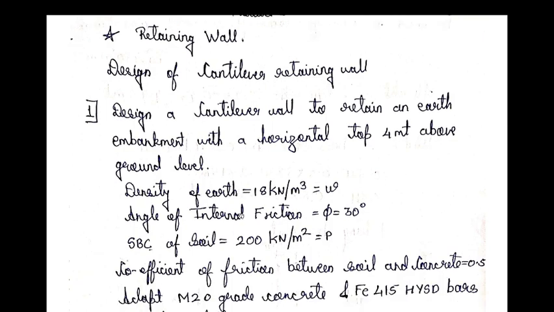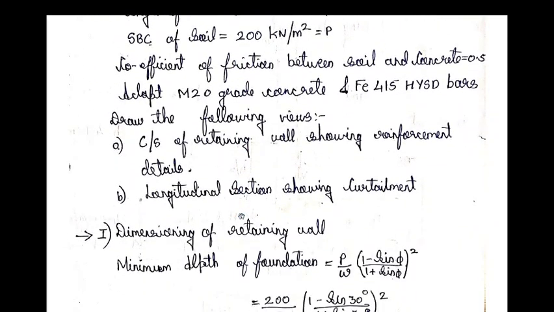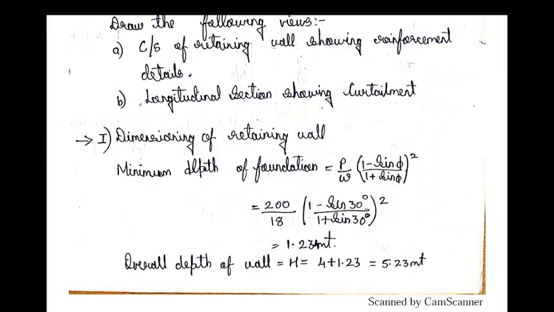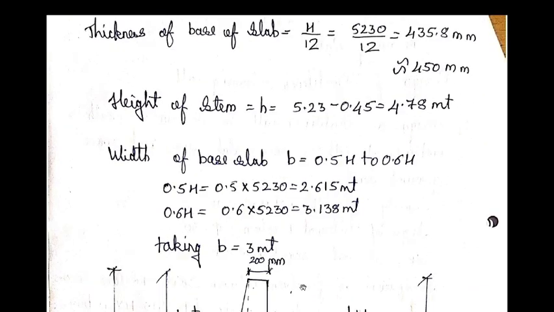So this is the question which was given, and these were the data, and they had asked us to solve it. Initially the first step was dimensioning the retaining wall. So we calculated the minimum depth, which worked out to be 1.23 meter, and the overall depth is the 4 meter above the ground height, and below the ground it is 1.23, so it worked out to be 5.23 meters. So this was the depth of the wall.